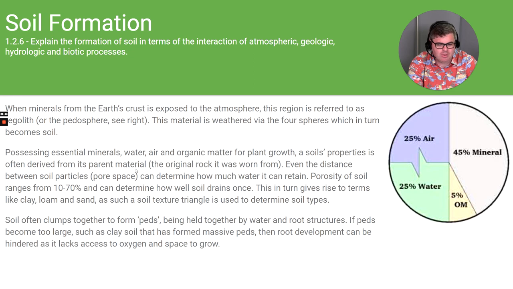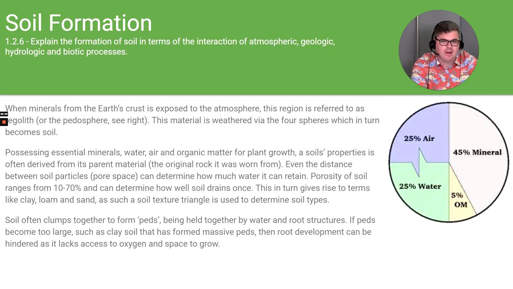Our mineral material is derived from parent material. So the original rock that wore away to make this was made out of certain elements and compounds, hence this mineral was made out of certain elements and compounds. Porosity of the soil ranges from 10 to 70%, and that can determine how well a soil drains. Now, this might be based on how much air and water is already present. This in turn gives rise to terms like clay, loam, and sand, which you're going to be doing as a practical with your teacher, obviously, and a soil texture triangle.